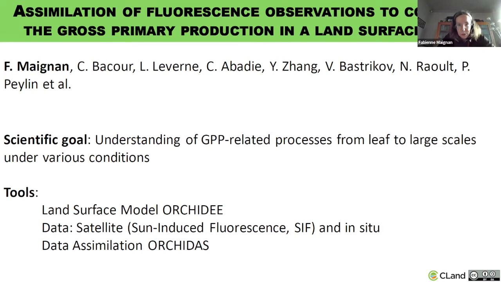conditions. So GPP is gross primary production, and this is the quantity of atmospheric carbon dioxide which is assimilated by the continental vegetation through the photosynthesis process. So the data we will assimilate is the sun-induced fluorescence, and I will tell you more about this.